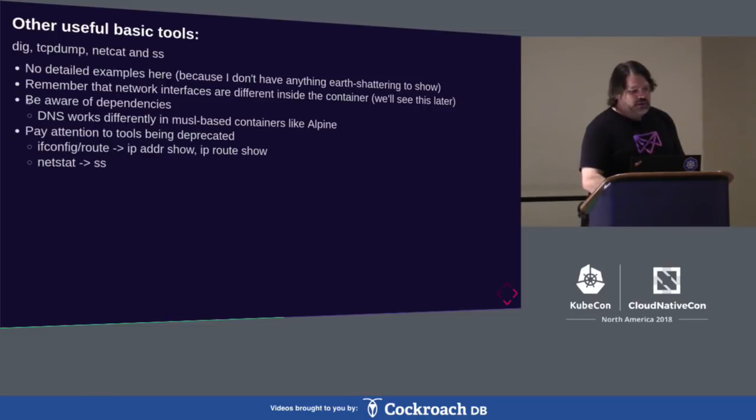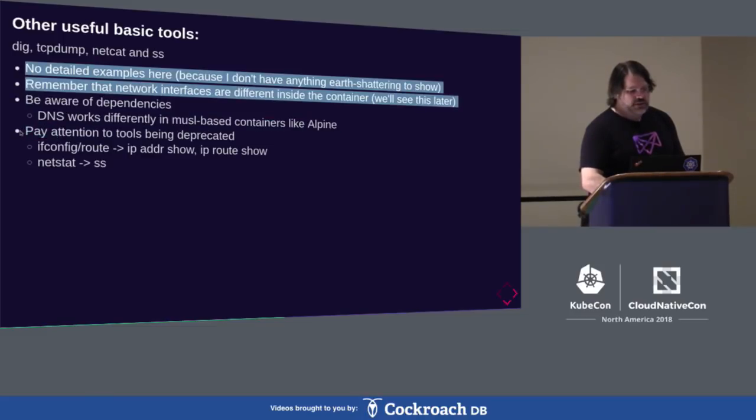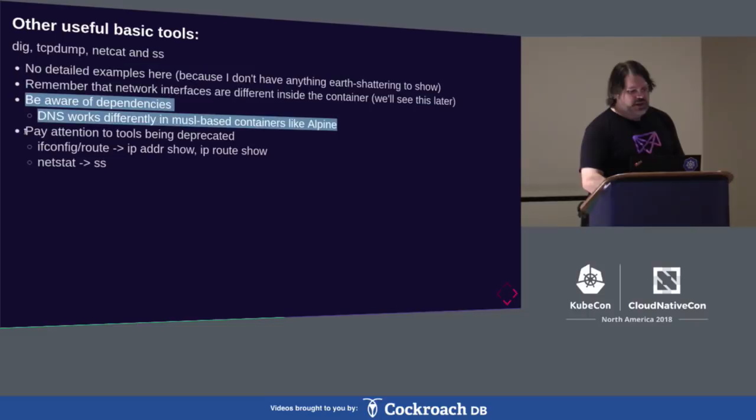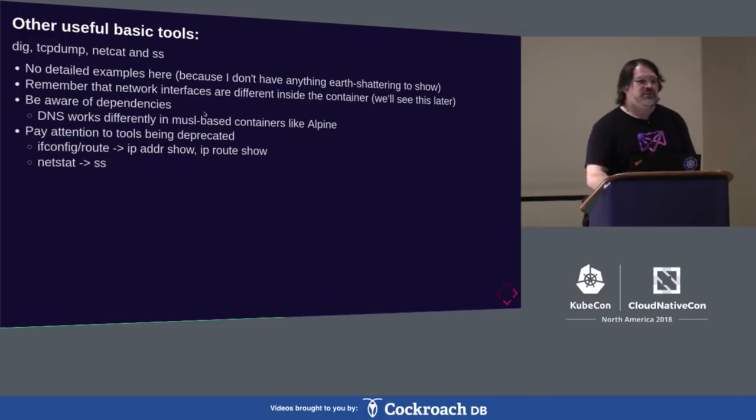The other thing is, be aware of dependencies of these things. A lot of the time, you can't just copy the binary and expect it to work. There are going to be libraries it depends on. In particular, anything that involves DNS is going to work differently in a musl-based container that doesn't have the traditional libc in it. So if you're running Alpine and dig is acting funny, that may be why. It's not that it's broken, it just acts differently. It is very strictly within the spec for libc.